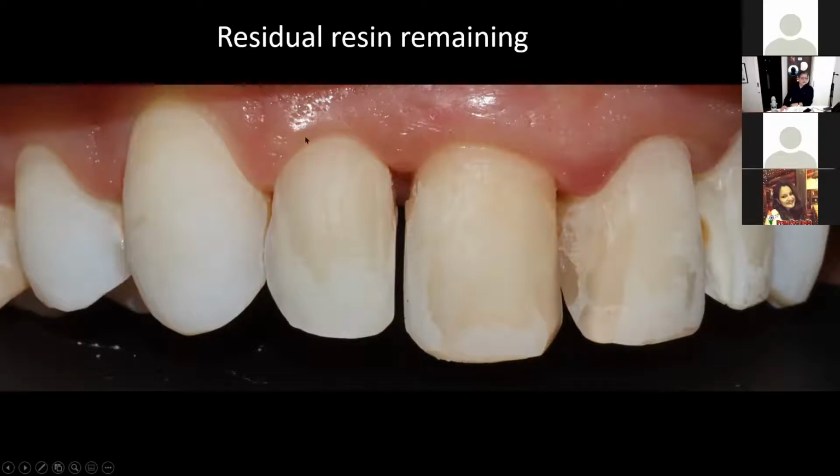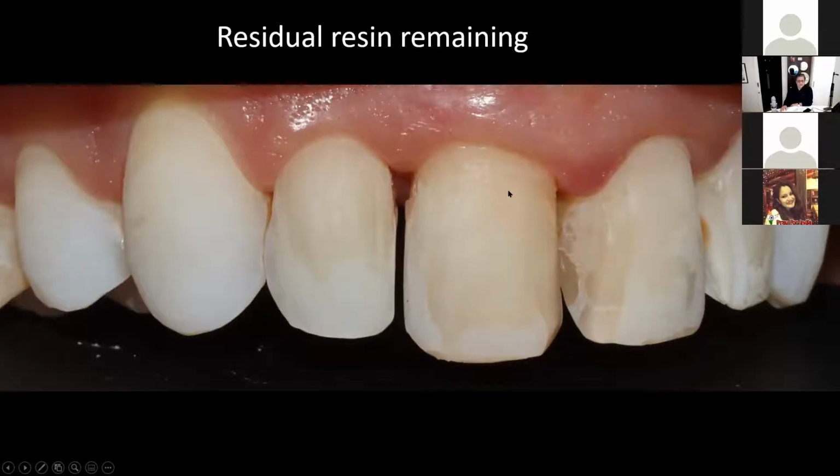Does anyone know how to remove this cement? We can scale this out using a scaler. Do you know how to remove this residual cement? Anybody can tell me? Would you drill it out? Scaler. Scaler for this one here. Okay, what about here?